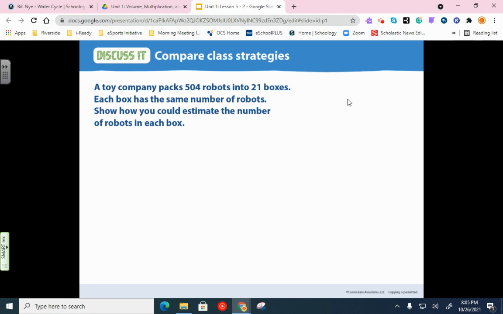So in your books, anything I write down, you guys can write down. An estimate is like a rough guess. So you're guessing, but you want it to make sense how you're doing it. For example, let's underline this number. We've got 504 robots. That's going to be our dividend. That's the amount that's being divided, and into 21 boxes, that's going to be our divisor.